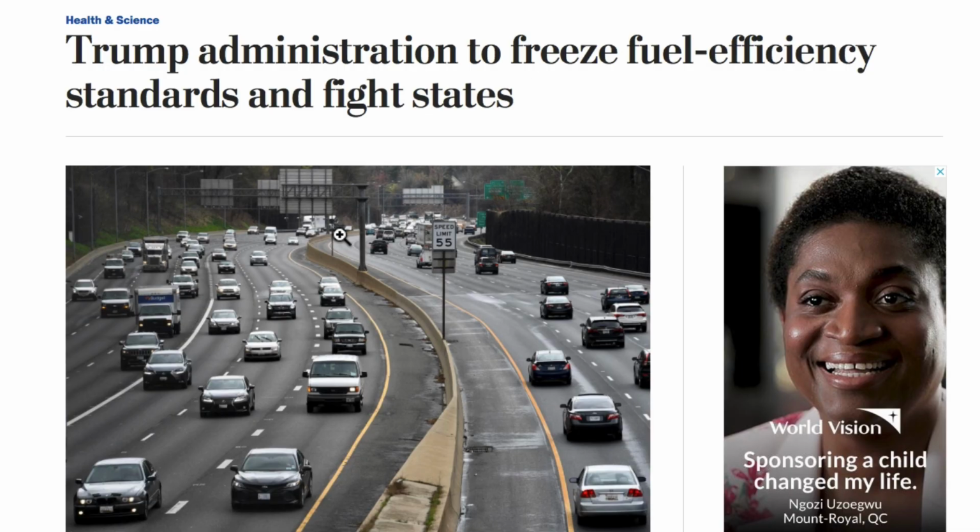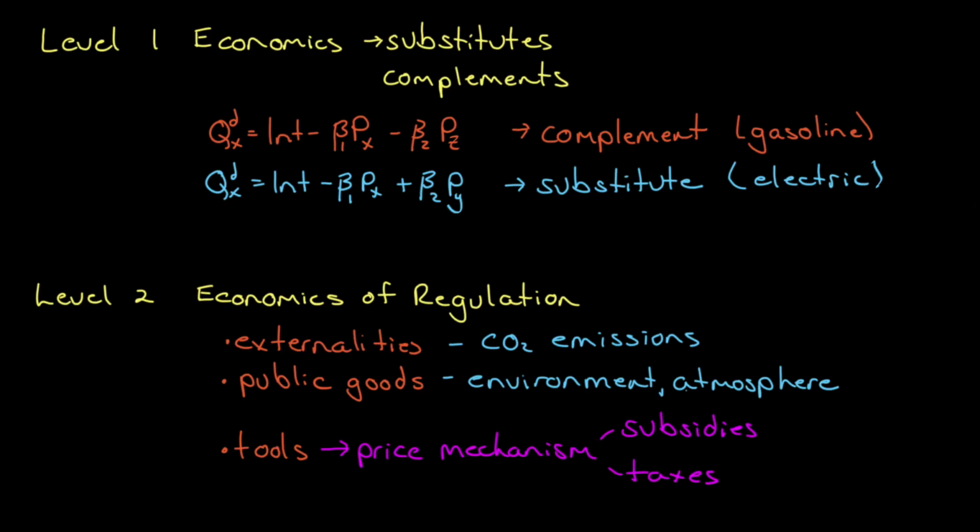So let's begin. All right, here's the content, the ideas from the content that we're going to be using: level 1 economics, level 2 economics, and we're going to apply this. In level 1 economics, we're going to look at substitutes and complements.